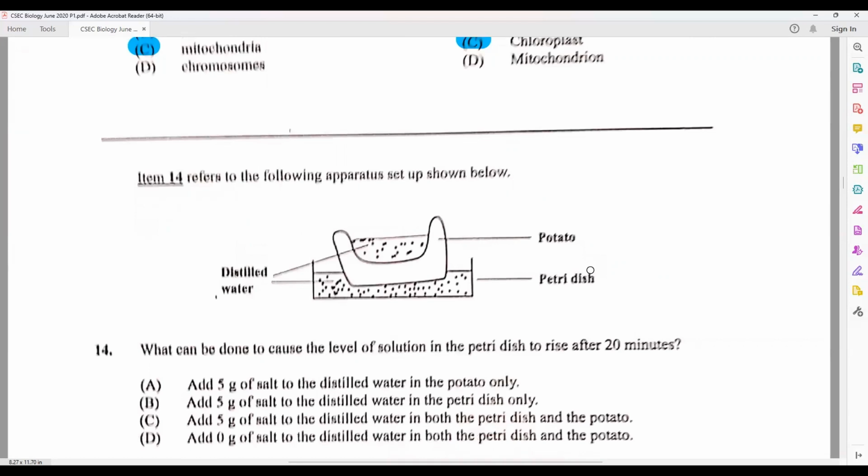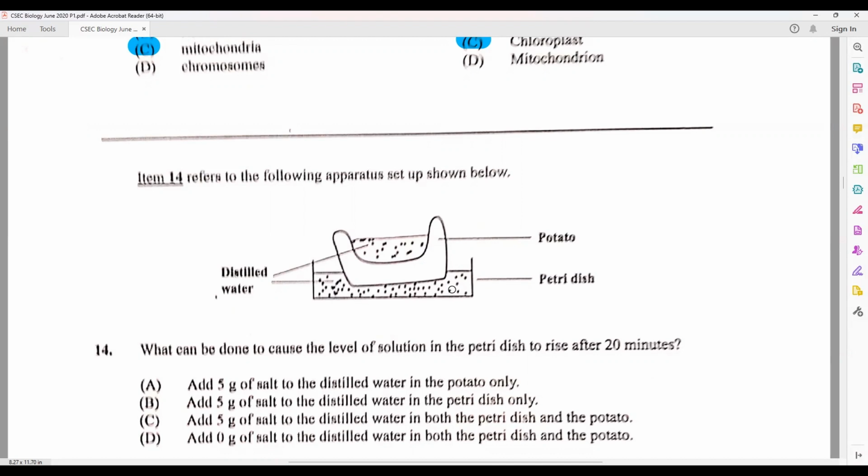Item 14 refers to the following apparatus setup shown below. We see a potato and a distilled water Petri dish. What can be done to cause the level of solution in the Petri dish to rise after 20 minutes? So you want this solution here to increase after 20 minutes, which means you need water from within the potato here to come into the Petri dish.